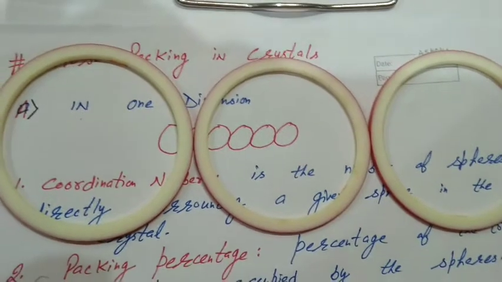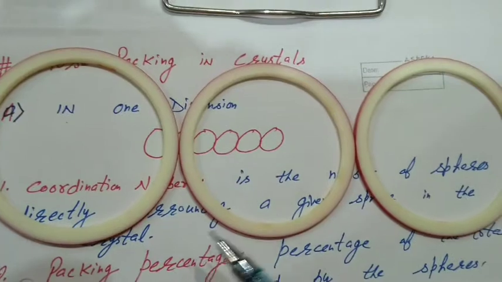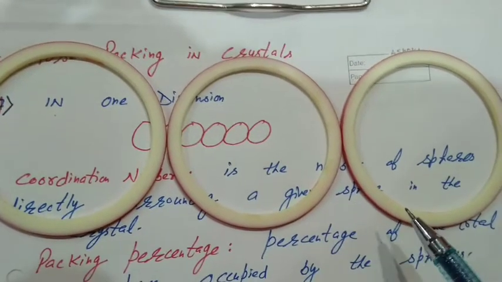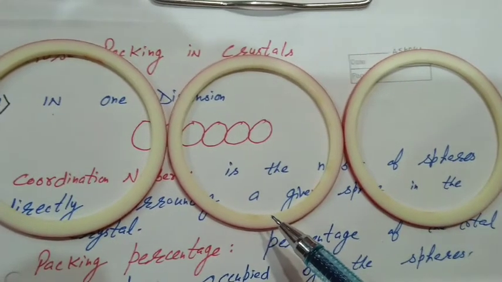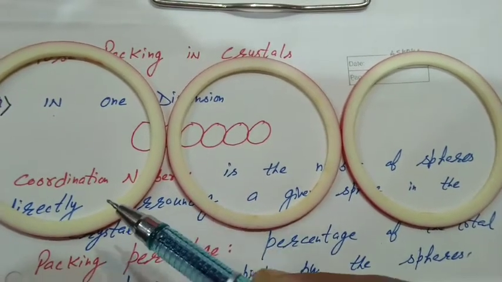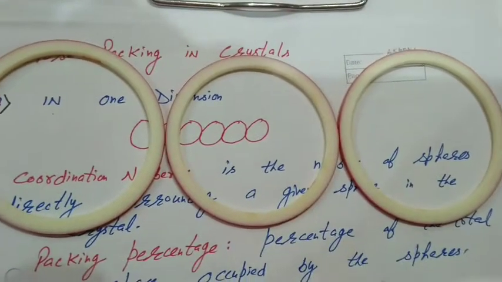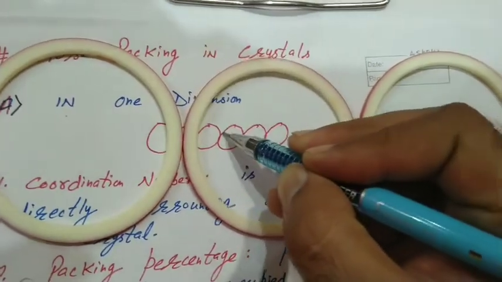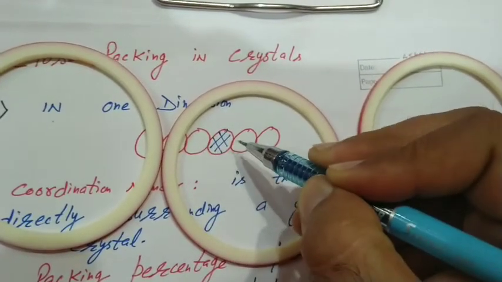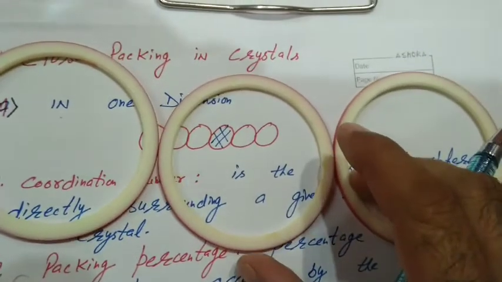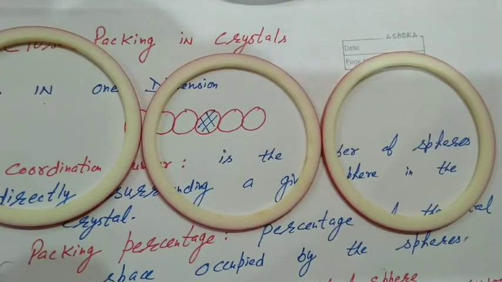Now students, coordination number. Coordination number is the number of spheres directly surrounding a given sphere in the crystal. It is clear, this sphere is surrounded by two neighboring spheres, one on right side and one on left side. In one dimension, coordination number is 2. Please look here how many spheres are in direct contact with this sphere. One on right and one on left. Coordination number: number of spheres directly surrounding a given sphere.